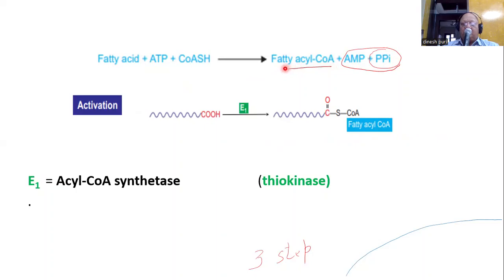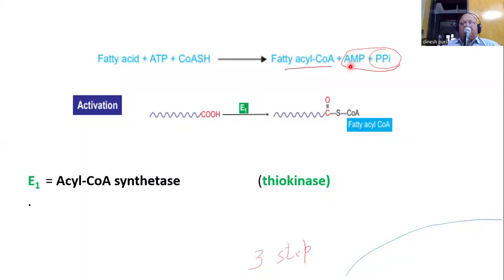Activation is catalyzed by this enzyme, acyl coenzyme A synthetase, abbreviated as E1, and here pyrophosphate cleavage of ATP occurs. Means ATP is converted to AMP and pyrophosphate, not the usual ADP and phosphate. We will see its significance later.